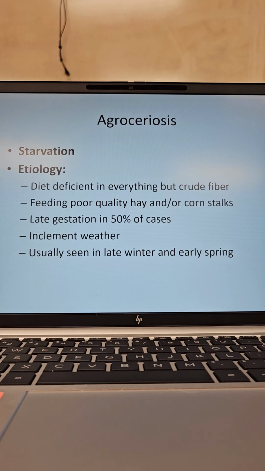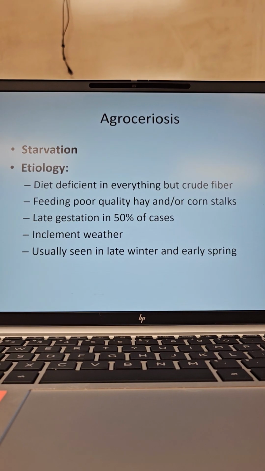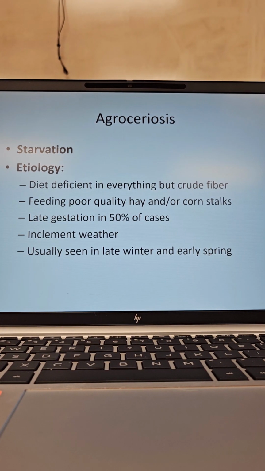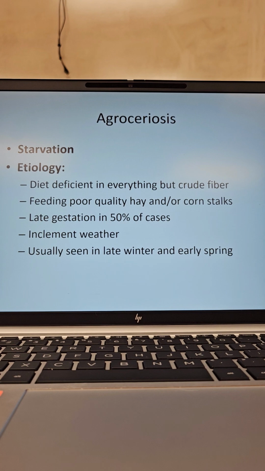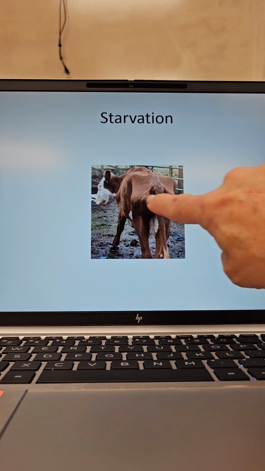Sometimes late gestation, in 50% of cases, will cause this, because the baby's taking everything. Inclement weather can cause this because we're not getting good grain and good grazing outside. There's drought, or there's a lot of snow, they can't get to grazing. This is usually seen in late winter and early spring when there's not good quality grass and hay out there.